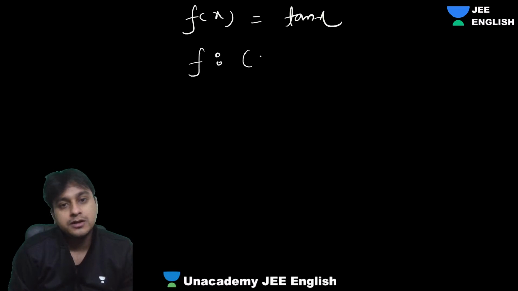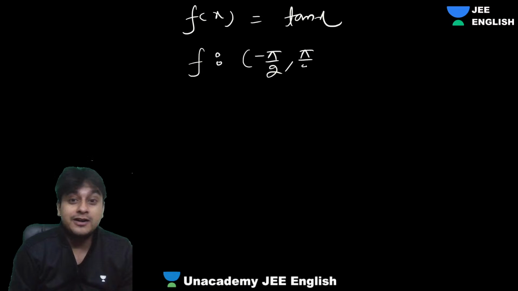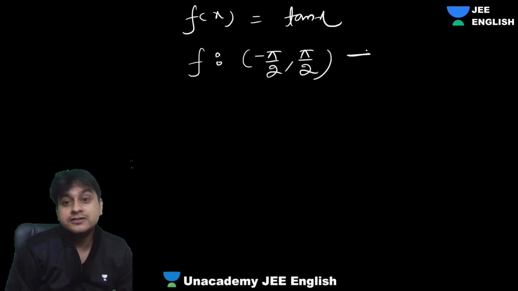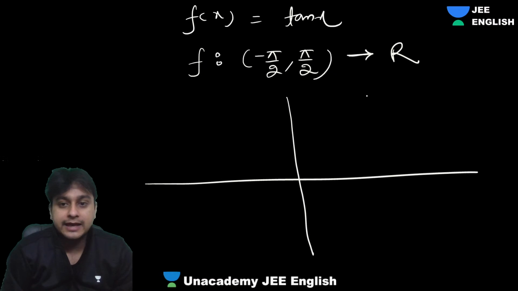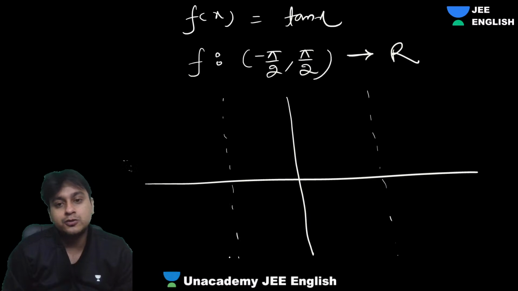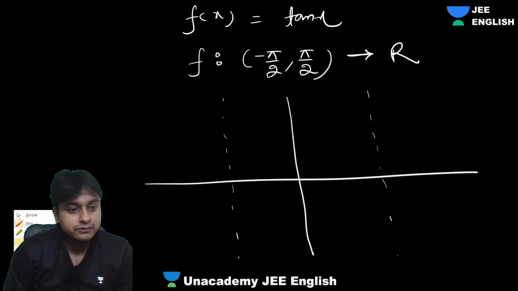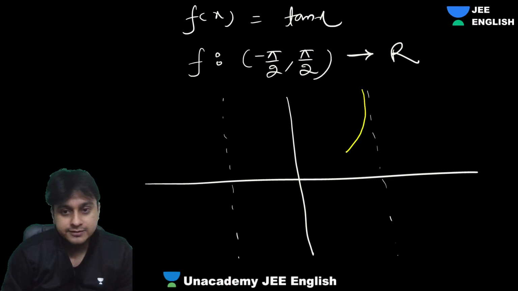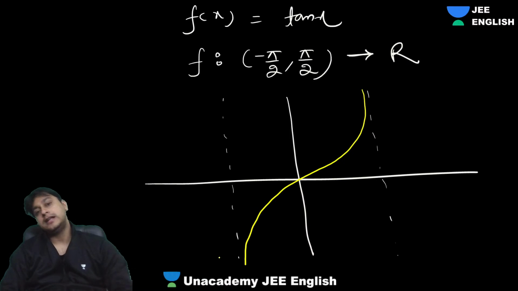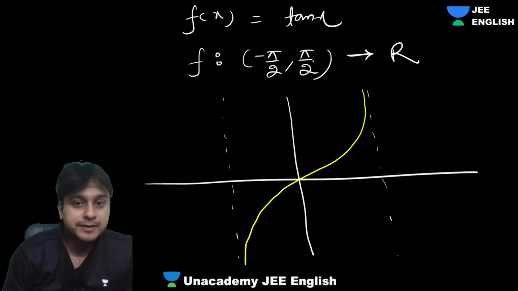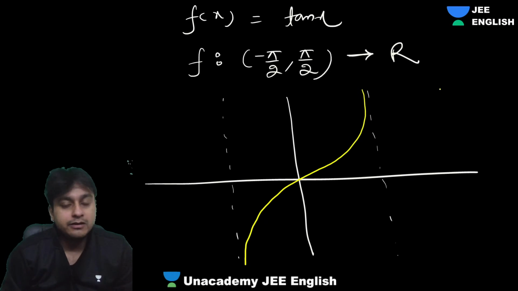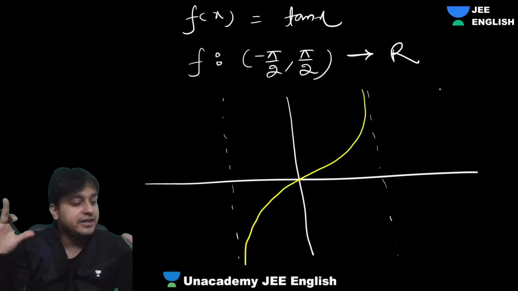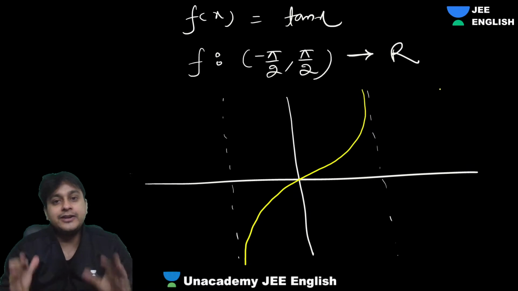So f is going from minus pi by 2 to pi by 2, open, because at pi by 2 it is not defined, to all real. So this is the function. Let me write exactly what it is so that you don't have any problem drawing the graph of tan inverse x. This is the graph of tan x, from minus pi by 2 to plus pi by 2 to the real number set. This is one-one and onto, bijective. Now it is ready to be inversed.